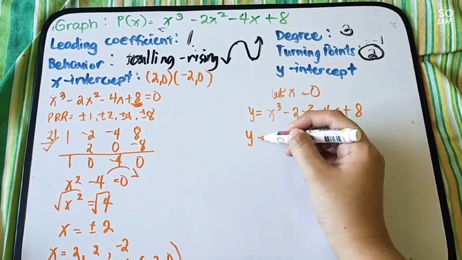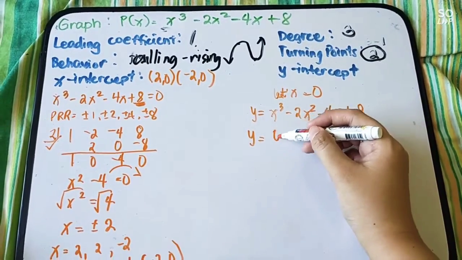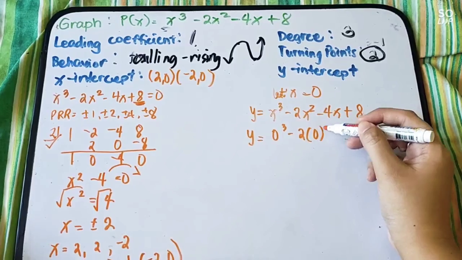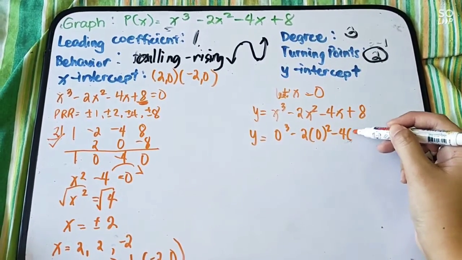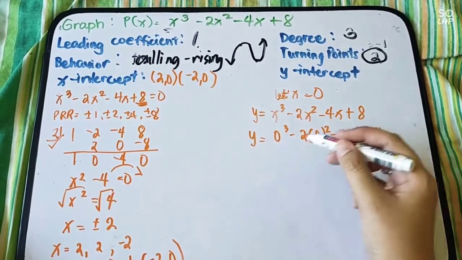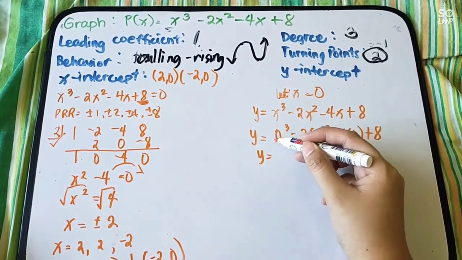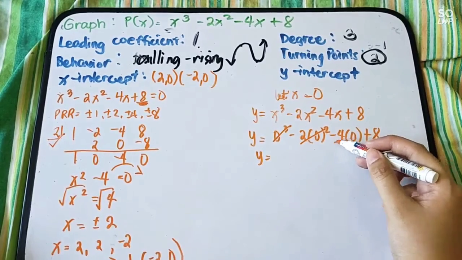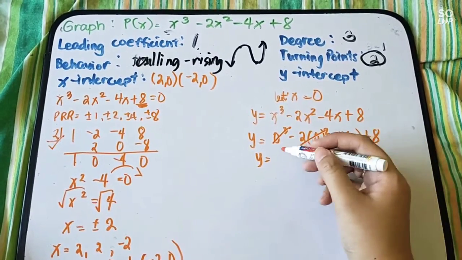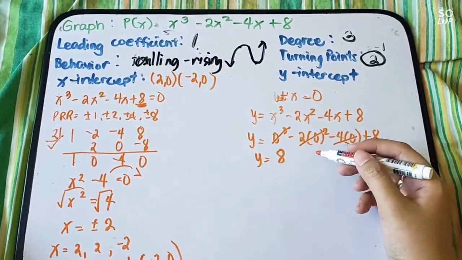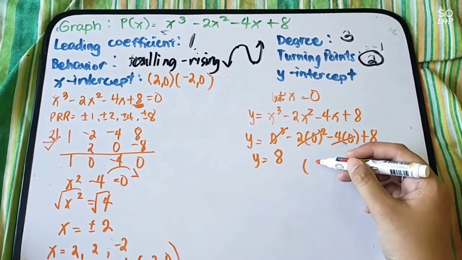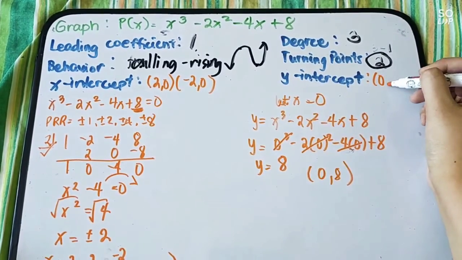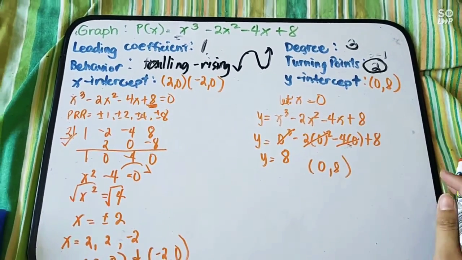So, we have here y is equals, change x into 0. 0 cubed minus 2 times 0 squared minus 4 times 0 plus 8. So, y is equal, 0 cubed is 0 na to, 0 squared times negative 2, 0 na. Negative 4 times 0 is 0 na ulit. So, ang natira na lang ay si 8. So, therefore, ang y-intercept natin ay si 0 and 8. So, we have here 0 and 8. Okay? Now, let's graph.